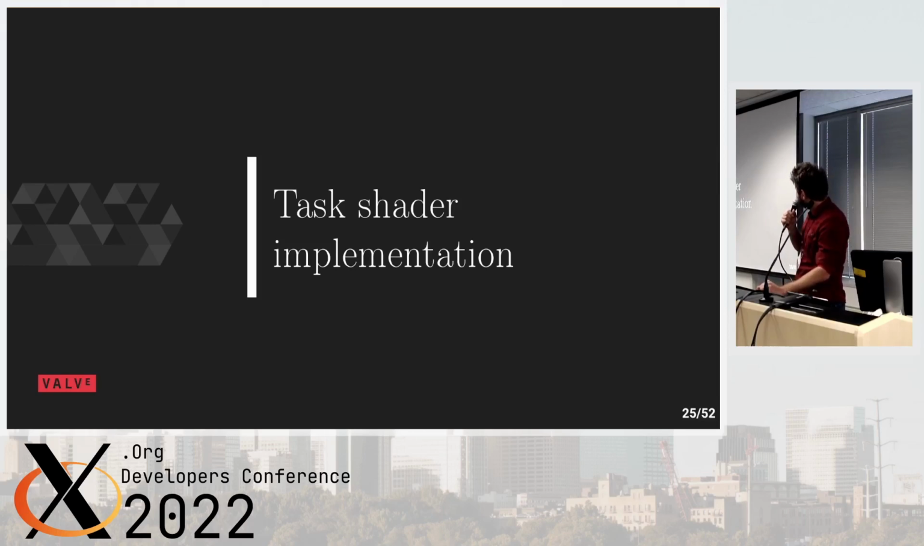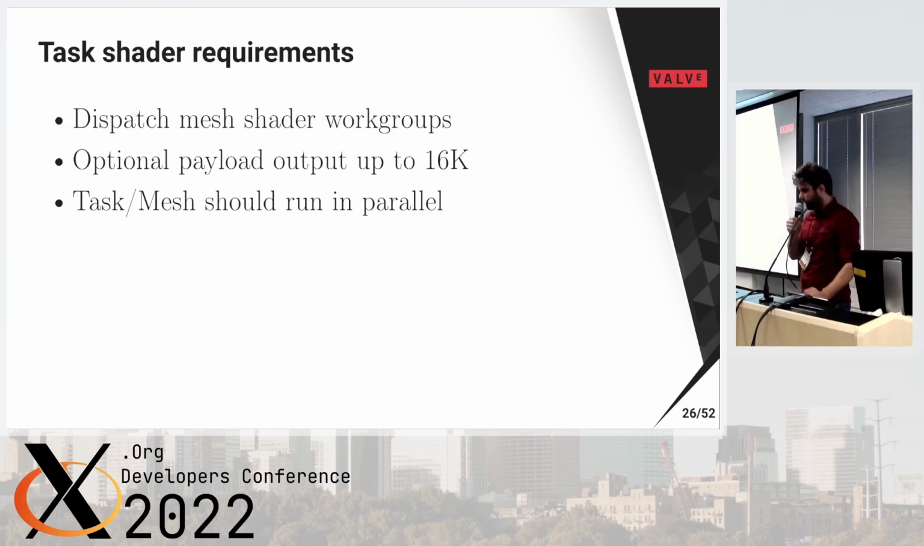How about task shaders? There are some interesting considerations here. Task shaders need to be able to dispatch mesh shader workgroups, and they need some mechanism for implementing the payloads. And of course, we should allow them to run in parallel with mesh shader invocations to get optimal performance and occupancy from the GPU. So how do we do that?